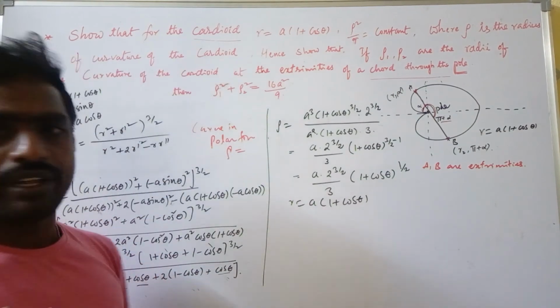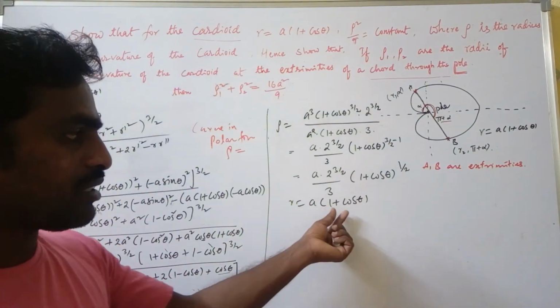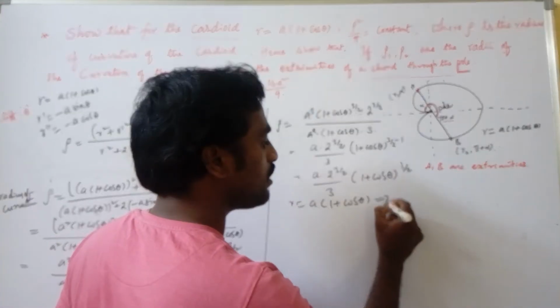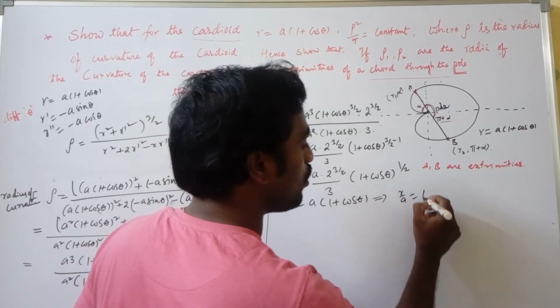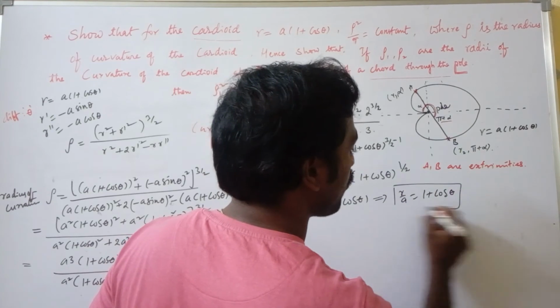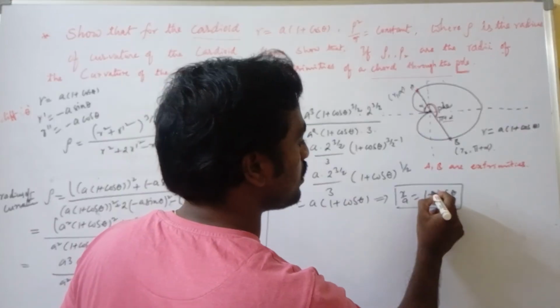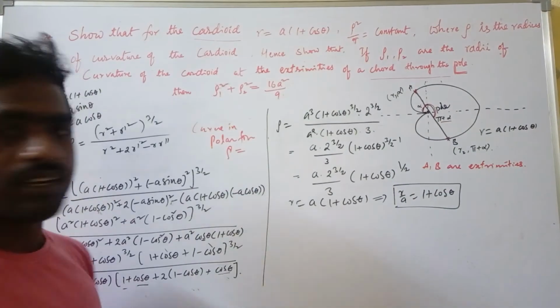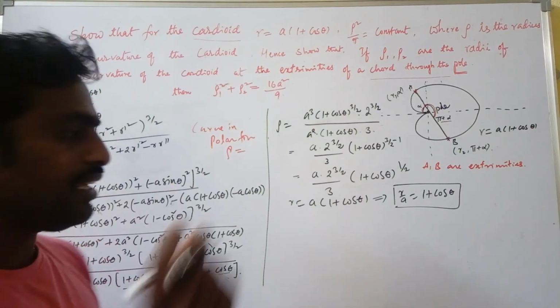Okay, r equal to a into 1 plus cos theta. I require 1 plus cos theta. So what you get? r by a equal to 1 plus cos theta is the term. Just substitute that value in the given one.